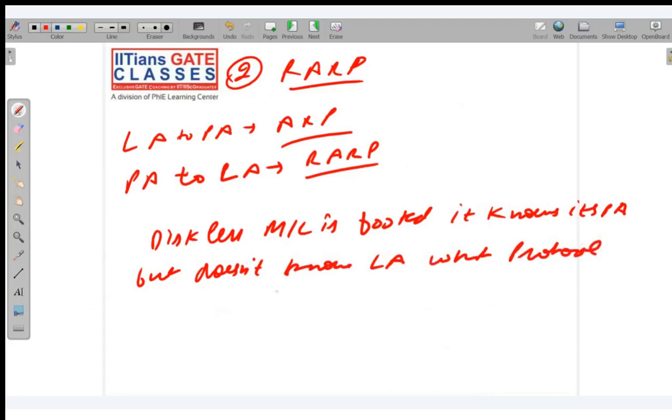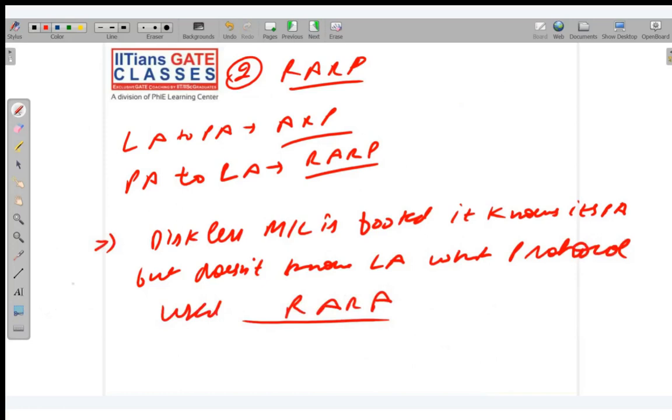What protocol is used? Shortly I'm writing. Okay, what protocol is used? You will say RARP. I will come back to it later, why this diskless machine is used and so on. So the basic thing is, it knows the physical address but it does not know the logical address. So for that it will use RARP.